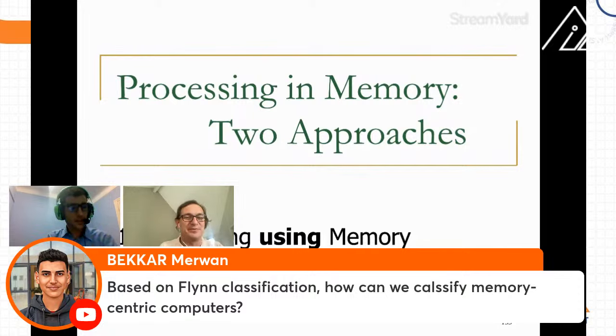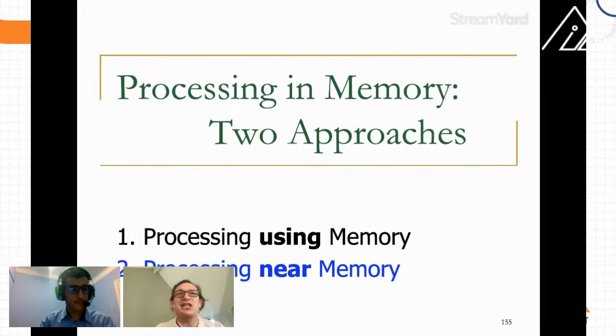Okay. So the next question is from Arwen. He wants to know, based on Flynn classification, how can we classify memory-centric computers? Okay. I mean, this is a great question. Basically, I would say that Flynn's classification is more about instructions and data and how they merge each other. In that sense, memory-centric computers also are part of Flynn's classification. They could be SIMD architectures, they could be MIMD architectures.